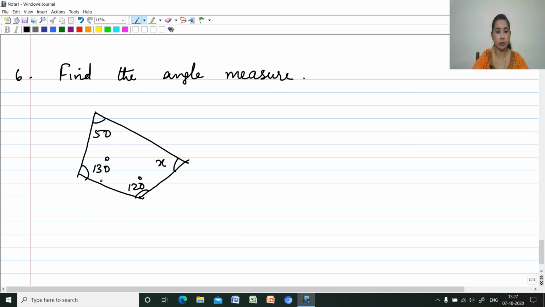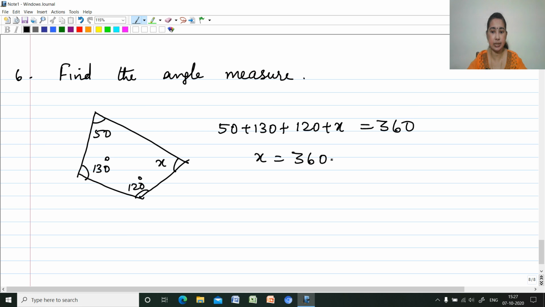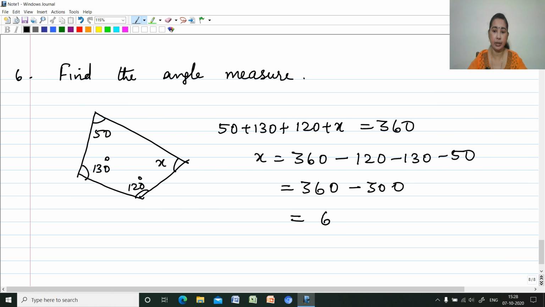So we know that it is a quadrilateral. In a quadrilateral, the total angle sum is 360. So we can say that 50 plus 130 plus 120 plus x is equal to 360, or x equals 360 minus 120 minus 130 minus 50. That is 360 minus 250 minus 50, that is 300. So x is equal to 60 degrees.